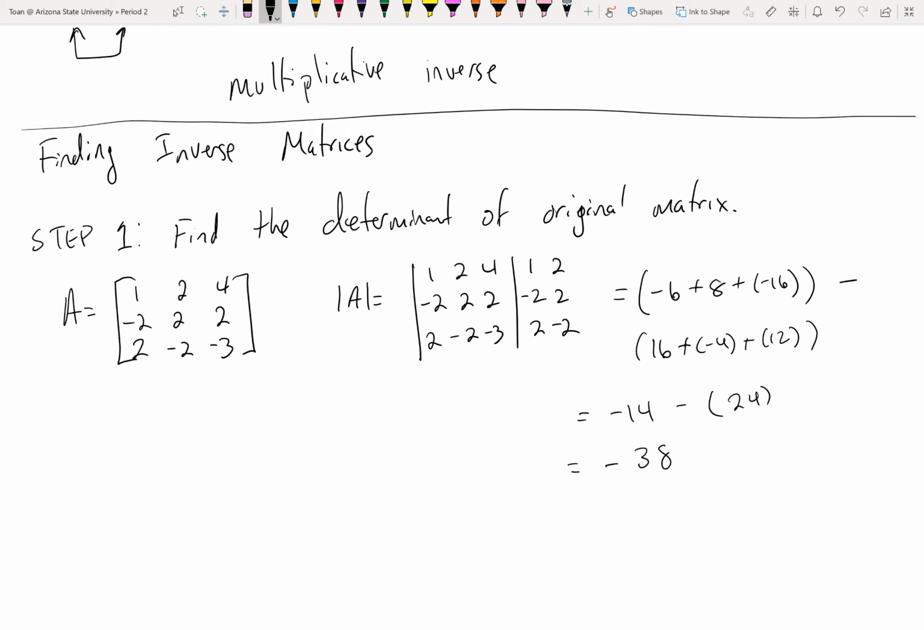4, negative 2, negative 2. It's supposed to be a positive. Ah, thank you. This diagonal here should be a positive 16. My bad. That was my mistake. So that would make this an 18. That would make this a negative 6. Yeah, which is what I got in my notes. Thank you.